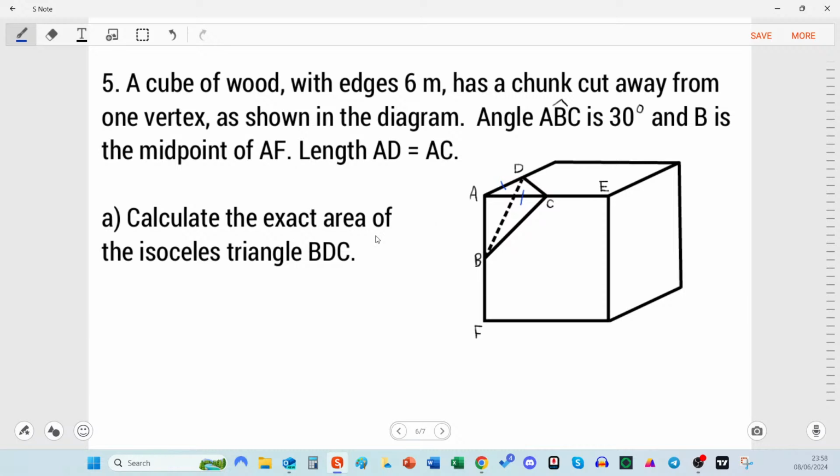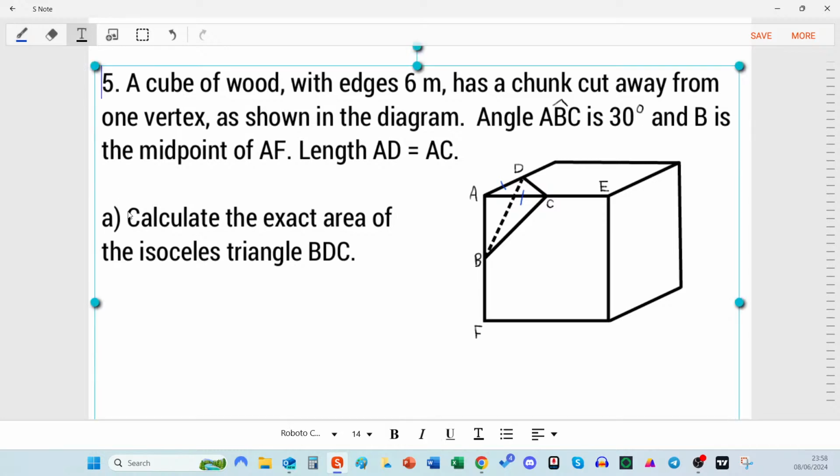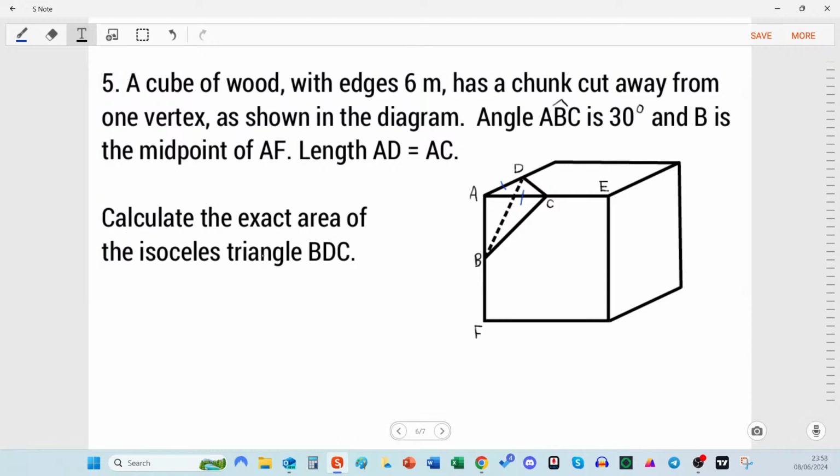Is there a part B to this? Okay. There's just a part A. So let's just get rid of that. I think there used to be a part B. So calculate the exact area of the isosceles triangle BDC.